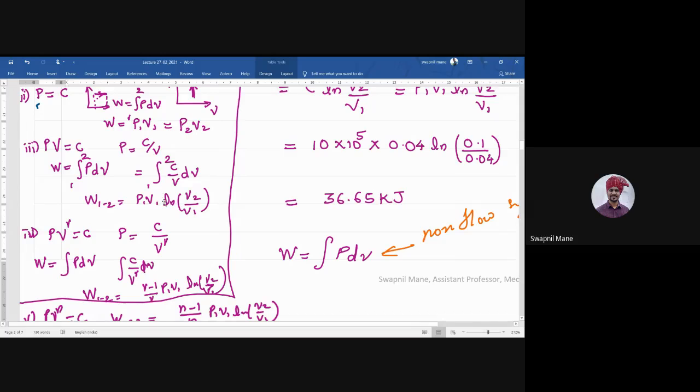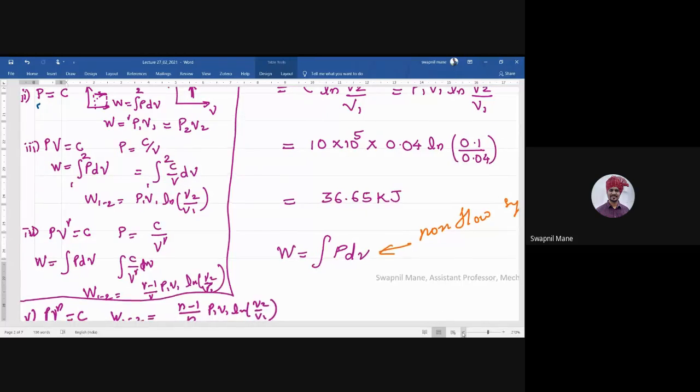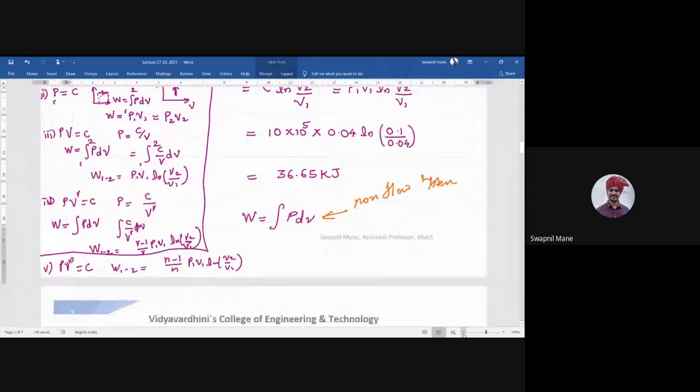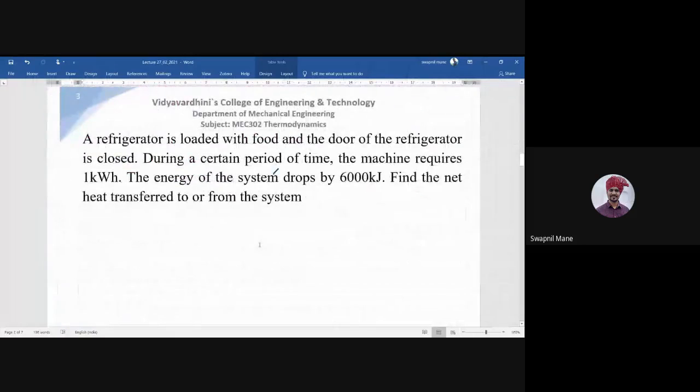Is it okay? We'll move further. Okay, this question. A refrigerator is loaded with food and the door of the refrigerator is closed. So this is the refrigerator space. The door of the refrigerator is closed, so this becomes my control volume. Space inside the refrigerator is my control volume.